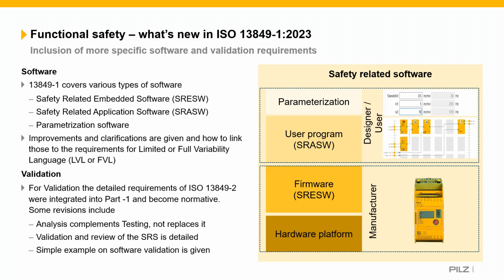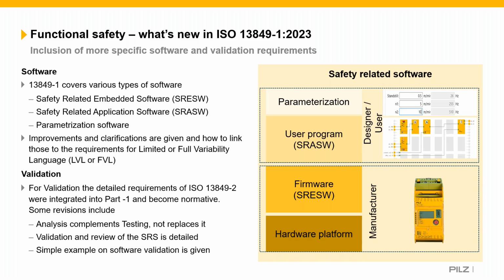As we said, the parts of validation, parts of 13849 part 2 is put in section 10, and it does reiterate that analysis only complements testing. It doesn't replace it. So you may have an idea that you think your safety system is going to be good, but when it comes to the validation, you've still got to test it.